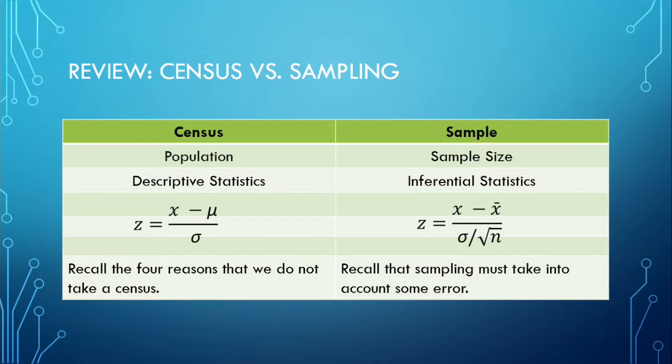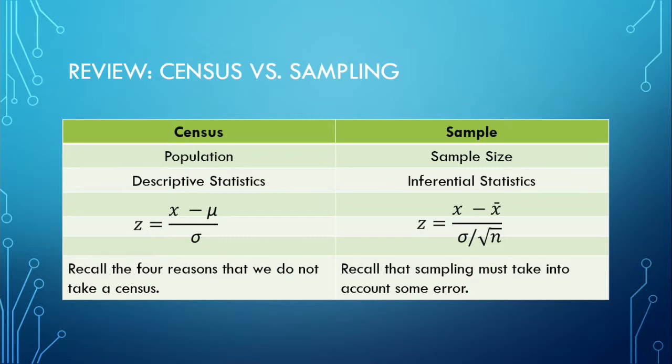So, what I wanted to talk to you guys before we get into this is a review of what a census versus sampling is. Remember that a census deals with a full population, and it is descriptive statistics because we know everything about our population. Our z-score is equal to x minus mu, where mu is the mean of our population, divided by sigma, which is our standard deviation. And recall the four reasons that we do not take a census.